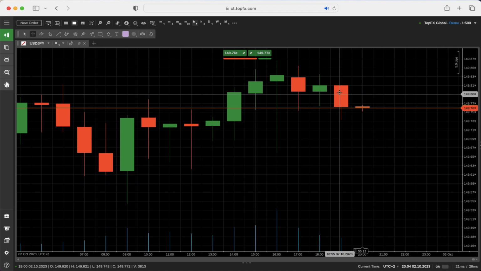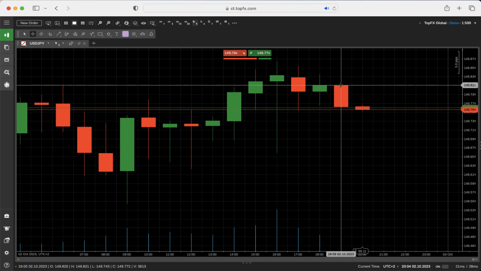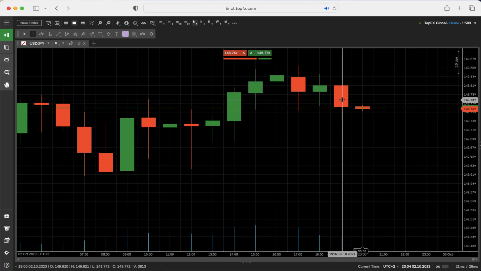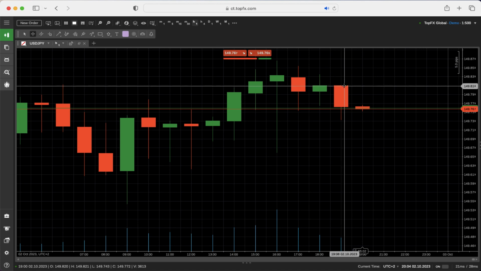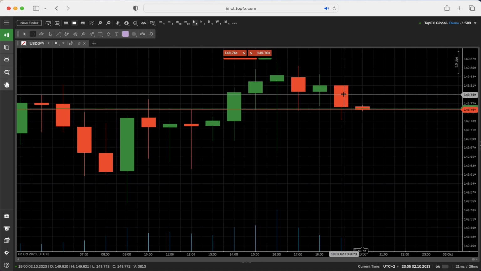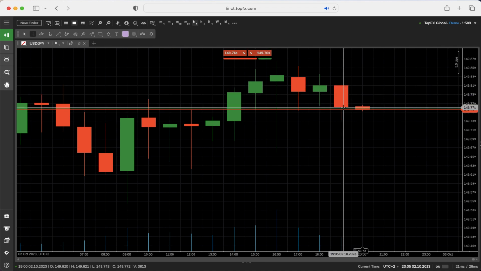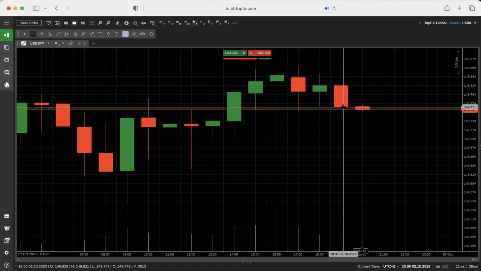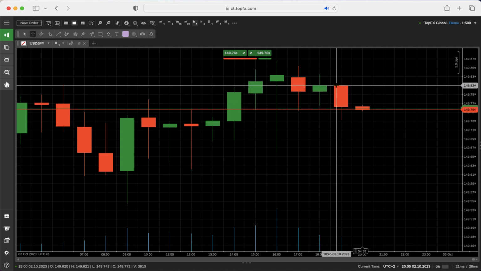For example, this is the last hour that started between 7 o'clock and 8 o'clock, and during this time the market, as you can see here, opened at the level of 148.82, went down towards the level of 149.74, but closed here at this level at 149.77. This is the down candle. This is why it is red, because the open of the candle is higher than the close of the candle.